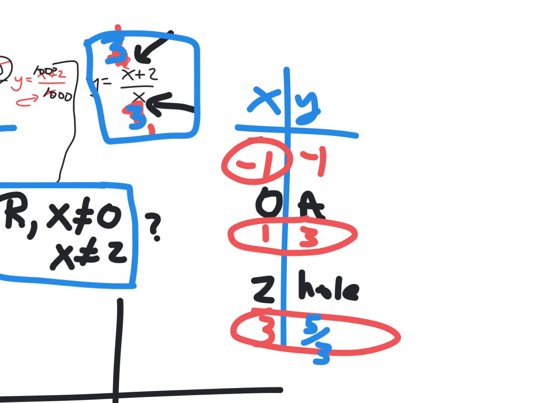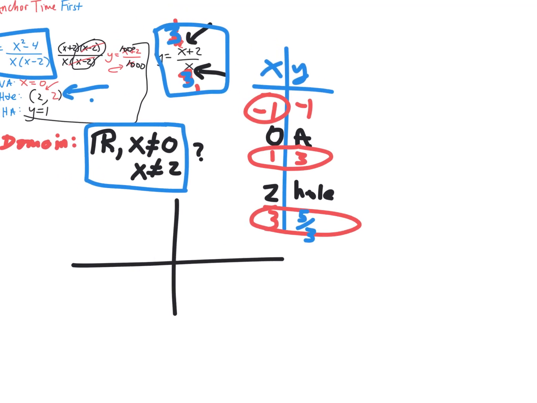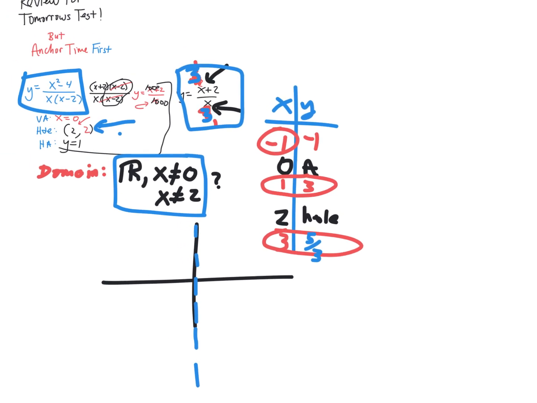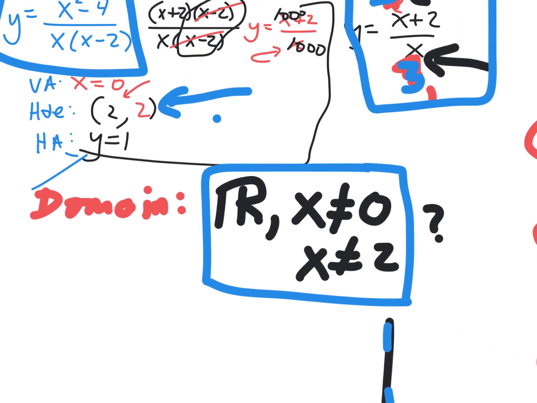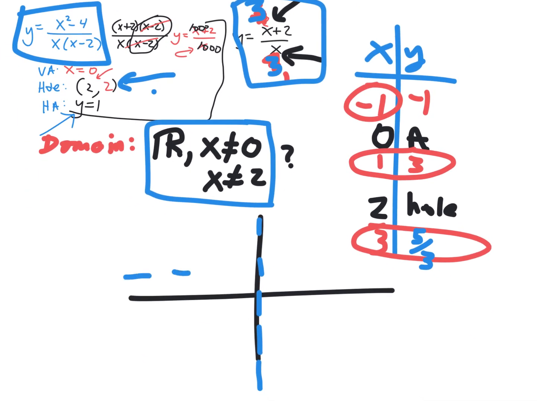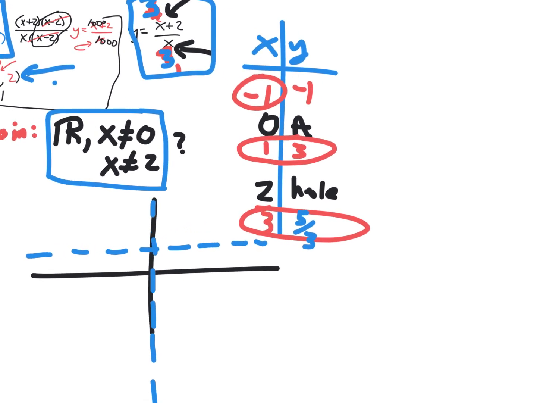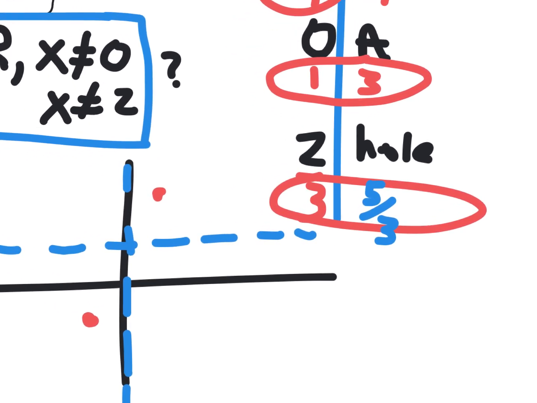Okay. And now if I graph it, 0 is the asymptote. That's a vertical asymptote. The horizontal asymptote, when I look back at my notes here, was at 1. So I'm putting a dotted line here. And then I'm going to put a point at -1, -1. That's like there-ish. And 1 comma 3, that's like there-ish. And 3 comma 5/3 is like there-ish.